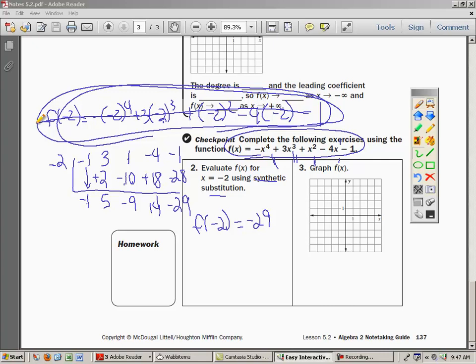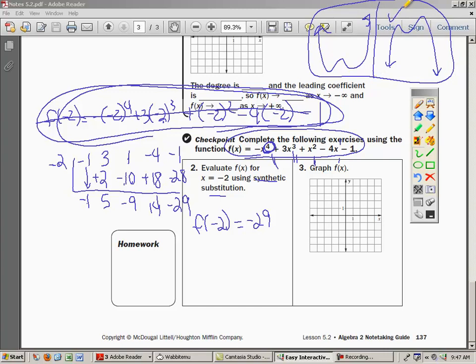Now it wants us to make a graph of this. Since it's even degree, it's going to be like this, or it's going to be like this. Okay, the question is which one is it? Well, it's obviously this one. And why do I know it's this one? Because the leading coefficient here is -1. So that means that it's going to start down and end down.